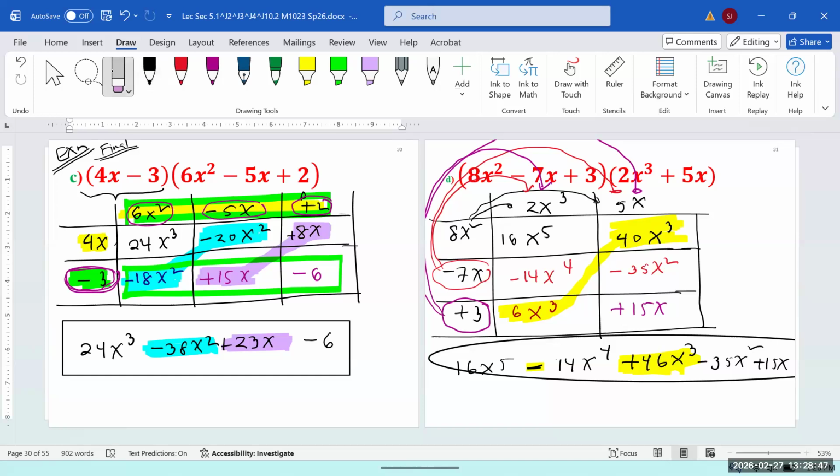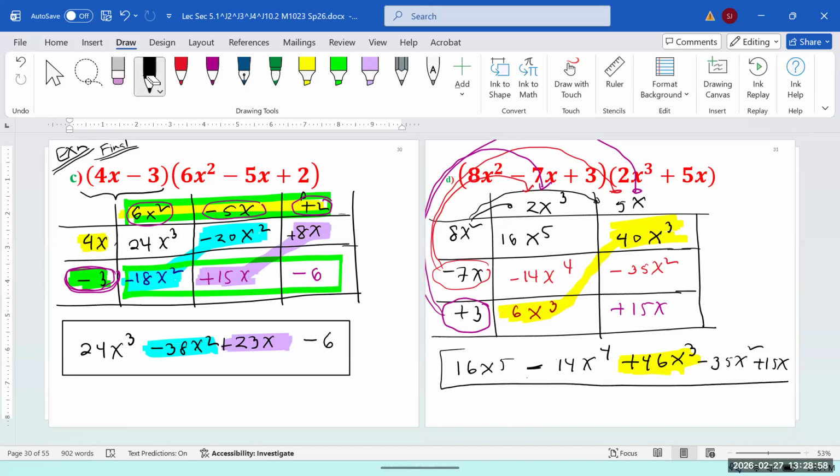I meant a box. You didn't add the exponents. You leave it like that, because in addition, you only add the coefficients. In multiplication, you add powers. In addition, you simply add the coefficients. Question?